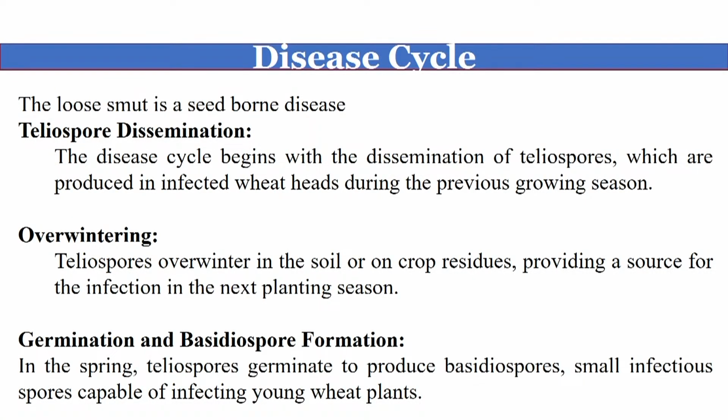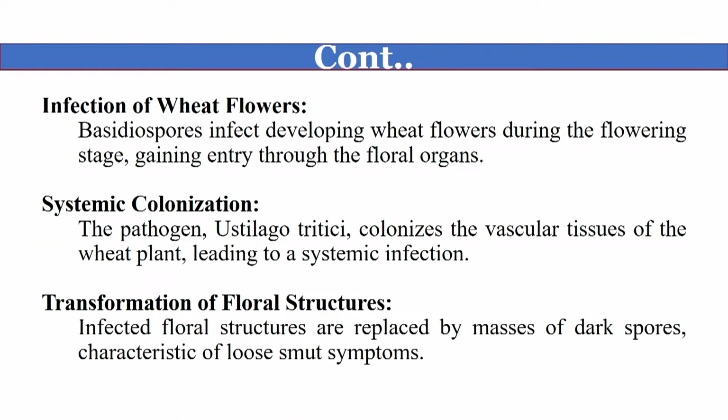And after that, in the spring, teliospores germinate to produce basidiospores, small infectious spores capable of infecting young wheat plants. Basidiospores infect and develop in the wheat flowers during the flowering stage, gaining entry through the floral organs, and the pathogen Ustilago tritici colonizes the vascular tissues of the wheat plant, leading to systemic infection also.